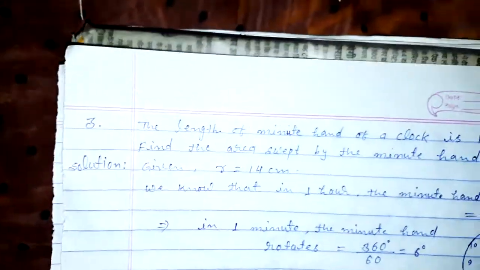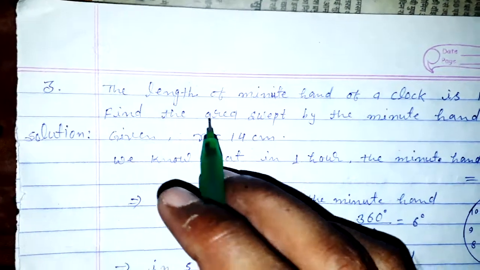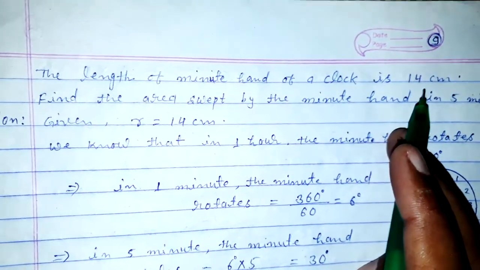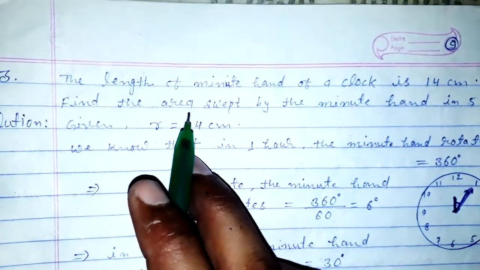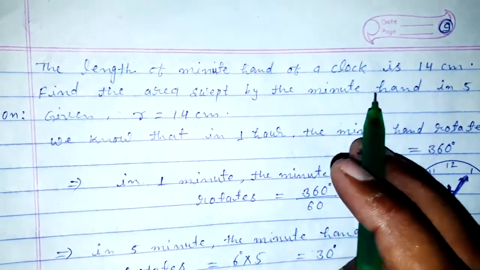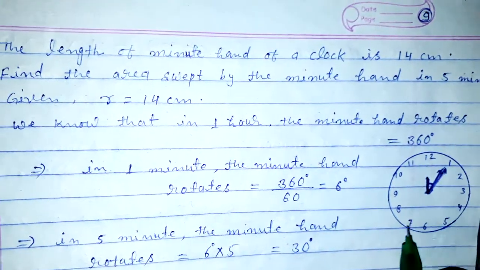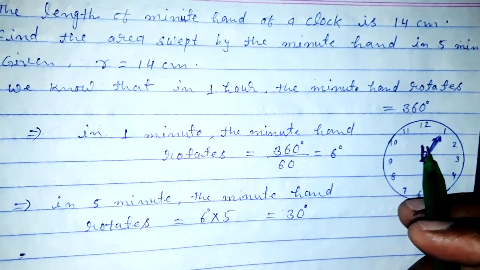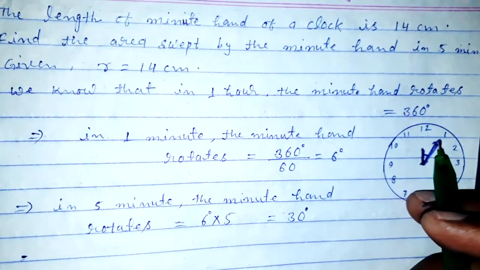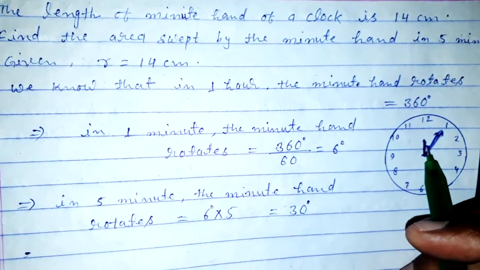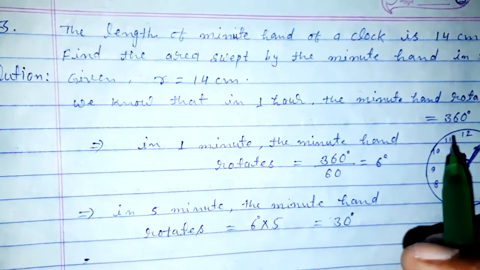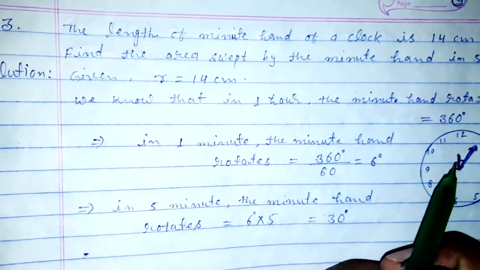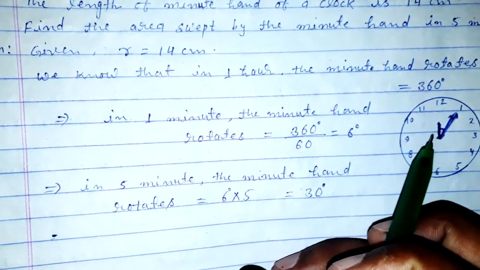Next question. The length of the minute hand of a clock is 14 centimeter. Find the area swept by the minute hand in 5 minutes. So draw the figure. This is the watch, the minute hand and hour hand in 5 minutes here. So we will find this angle. Given r is equal to 14 centimeter, the length of the minute hand is also called the radius of this watch.